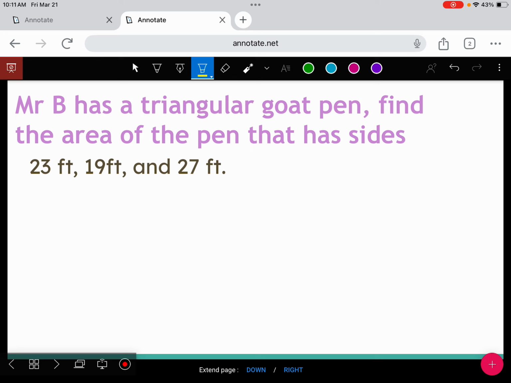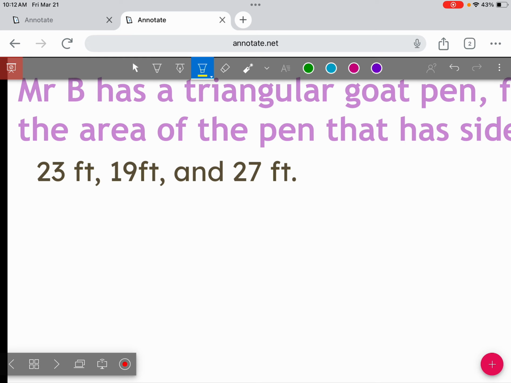Mr. B has a triangular goat pen. And the sides of the pen are 23 feet, 19 feet, and 27 feet. So we are asked to find the area. So first thing we need to know is that semi-perimeter. What is S going to be?